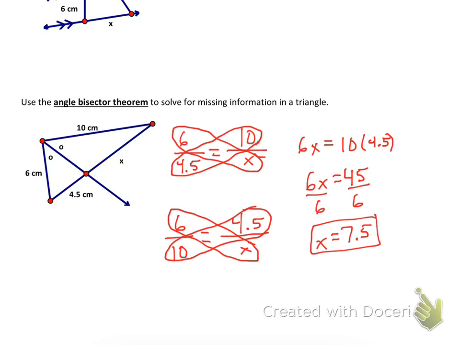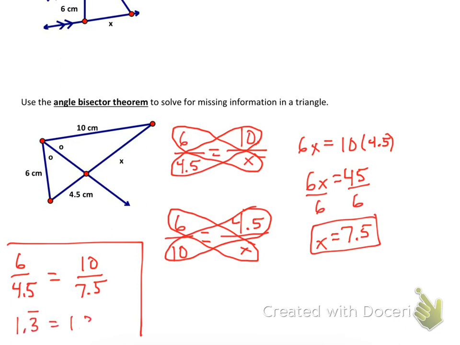And again, you can always double check this. If you plug this 7.5 back in, I'm going to put a box here so that this is where I'm checking. So I have 6 over 4.5, I'm using the first proportion, equals 10 over 7.5. And I can divide both of those and make sure I got it right. And they should both equal 1.3 repeating. Okay. So as long as we have the same decimal when we do the division, then we've done it correctly.